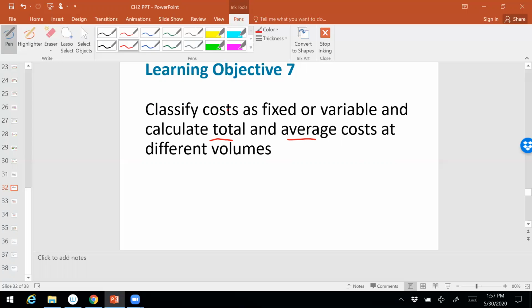Before we look at the detail, I'll ask you a question. What do you think? What's the meaning of fixed cost? Fixed costs are costs that are fixed, right? Variable costs are the costs that vary, right? Yeah, kind of like that, but what's the meaning?